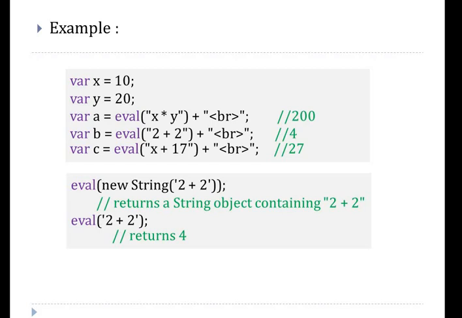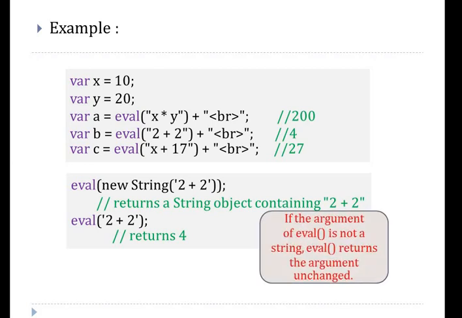Whenever you pass an argument, be careful that it should be a string. So there is one rule. Not a rule, but I can say an observation, that if the argument of this function is not a string, then this function returns the argument unchanged. Okay.